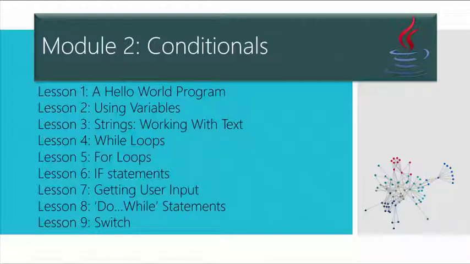Once again, this is a conditional statement that consists of a Boolean expression followed by one or more statements. Lesson 7 is getting user input, which simply allows the user to input data before Java can execute its code. In Lesson 8, I'll explain the do-while statement, which is very similar to a while statement, except that it tests the condition at the end of the loop body.